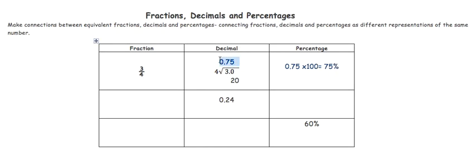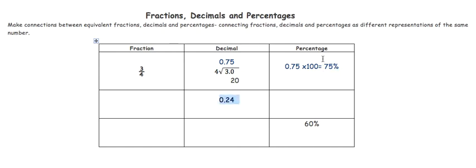So 75 hundredths, 3/4, and 75% actually all represent the same point on a number line. They are the same thing. They are just different ways of writing the same thing.